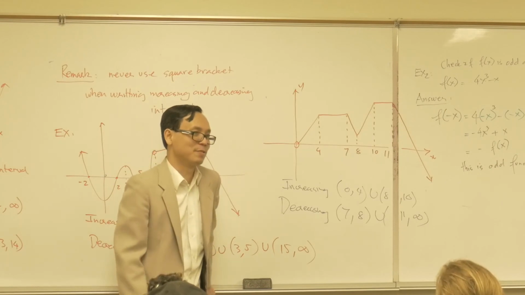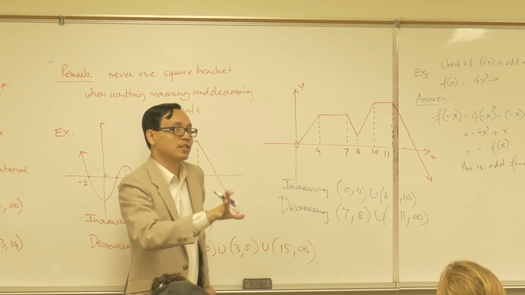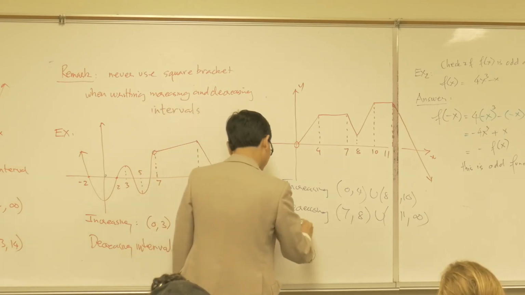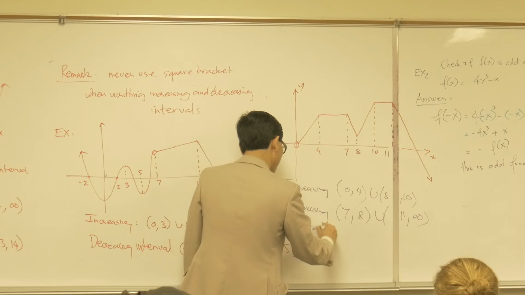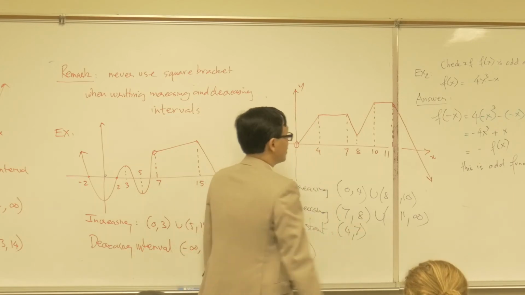So if I ask you where the function is constant, you're going to write 4 to 7, and then 10 to 11.